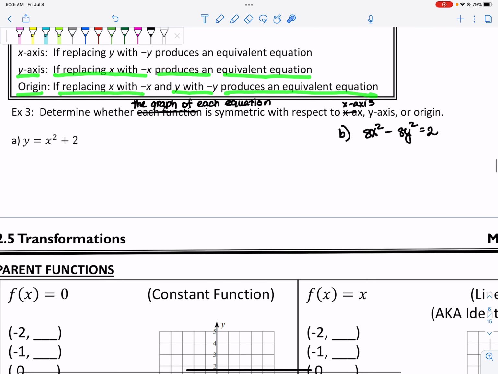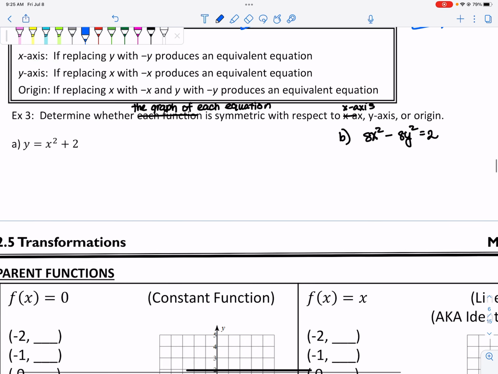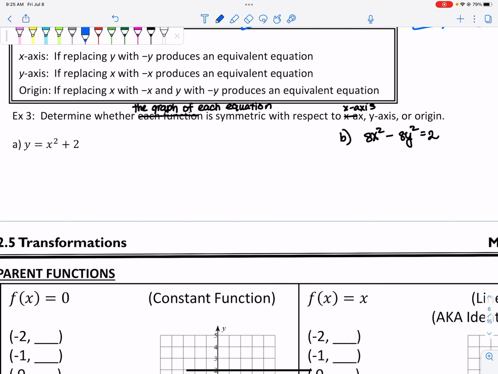So let's take a look at this example, 3a. We have to test each one at a time. To test whether it's symmetric about the x-axis, we replace the y with a negative y and see if it gives us the same equation as the original. So instead of writing a positive y, I'm going to write negative y equals a positive x squared plus 2.